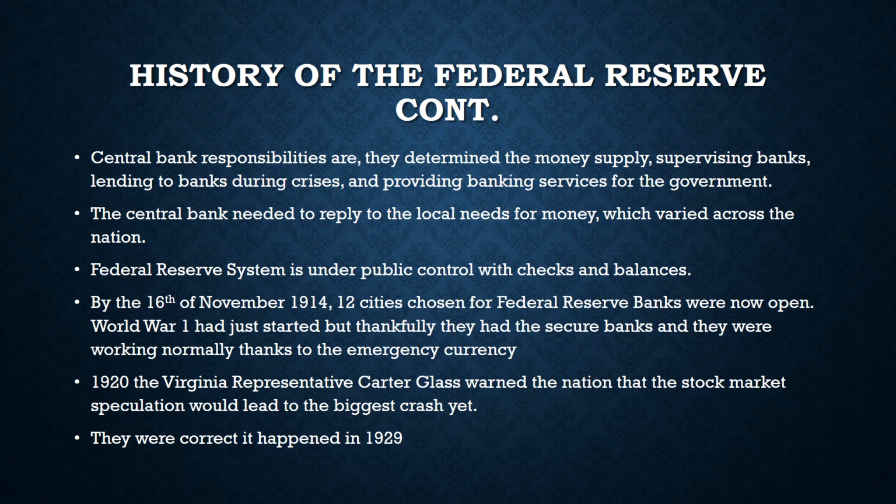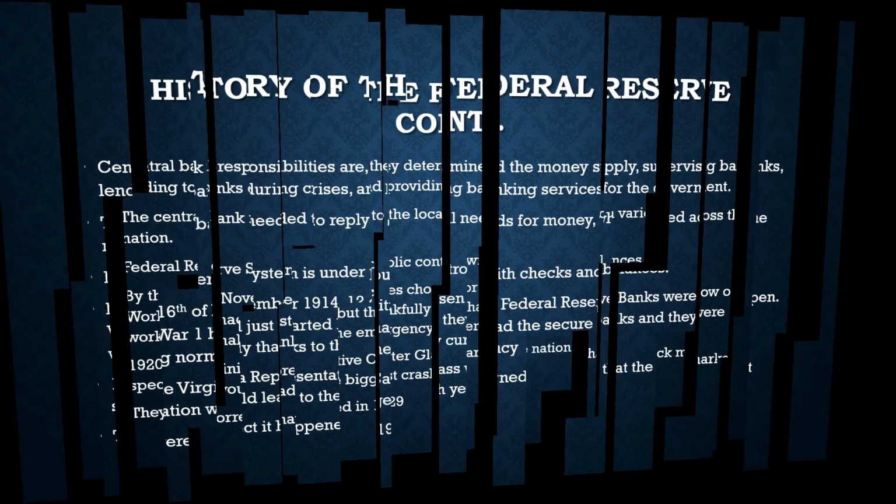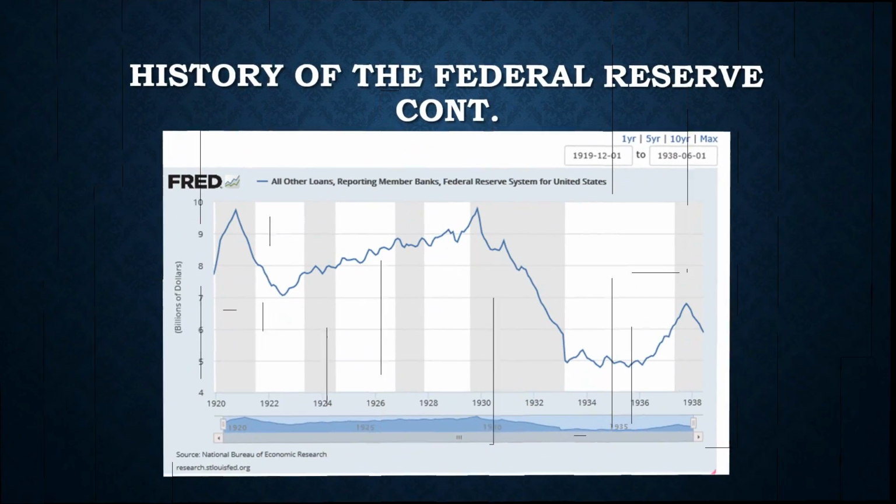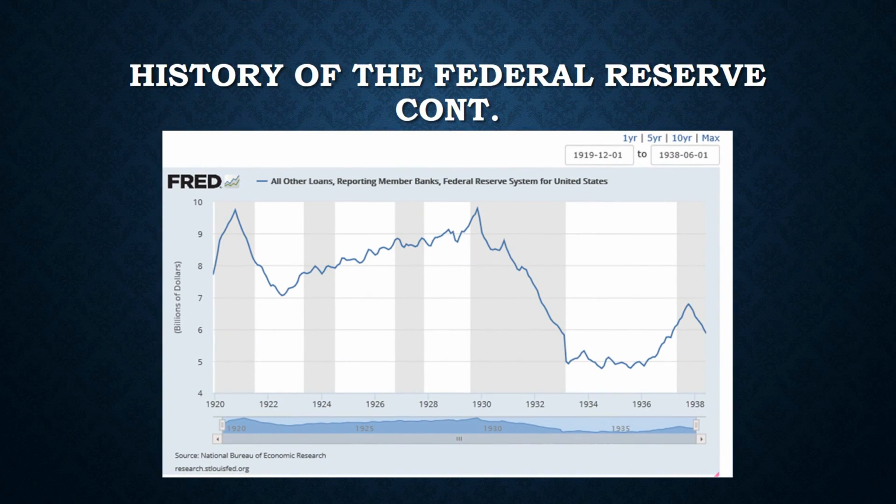This here is a Fed graph showing all other loans reporting member banks' Federal Reserve System for the United States. And as you can see, once you reach about 1930, it drops drastically, the billions of dollars.